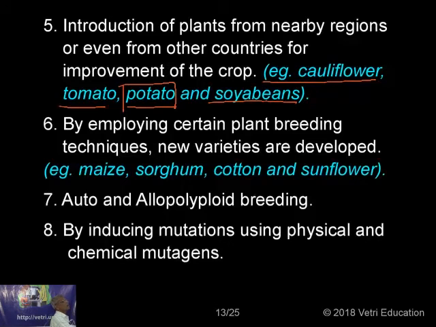Okay? So by employing certain plant breeding techniques, new varieties are developed. For example, maize, sorghum, then cotton, then sunflower. By plant breeding techniques, new varieties have been produced in all these. Maize has different varieties, even sorghum has different varieties. By different plant breeding techniques, we have produced different varieties. Even if you just take cotton, you have so many varieties: long stapled cotton, short stapled cotton, Nepal cotton, like that. Different types of cotton varieties are available.